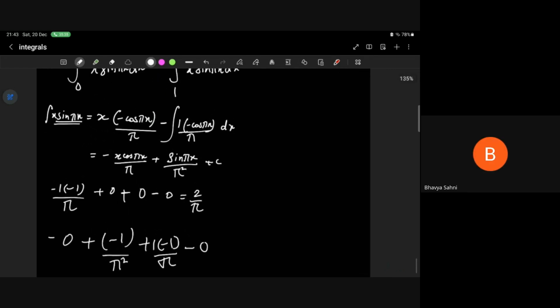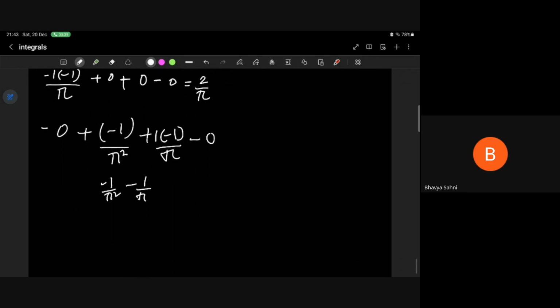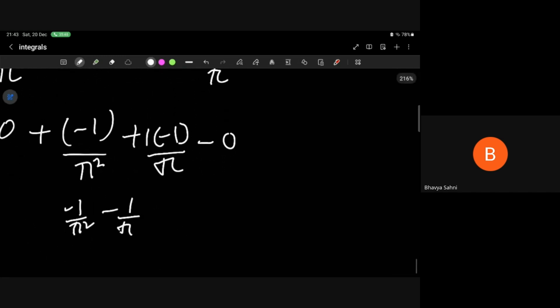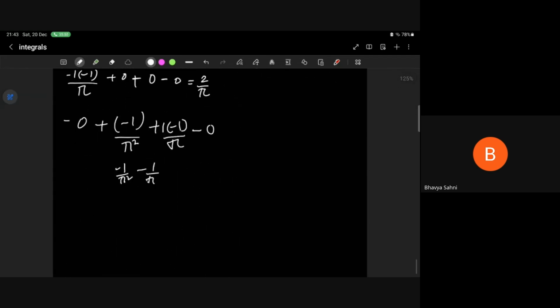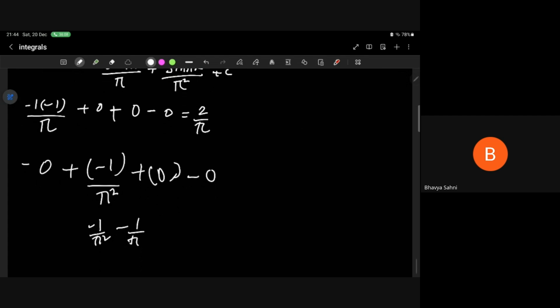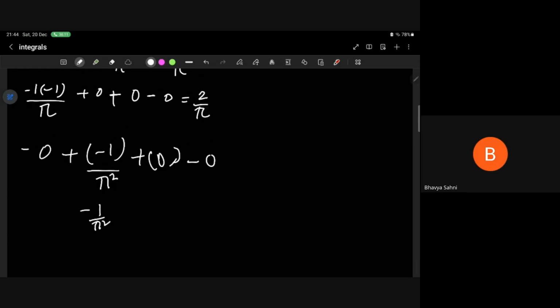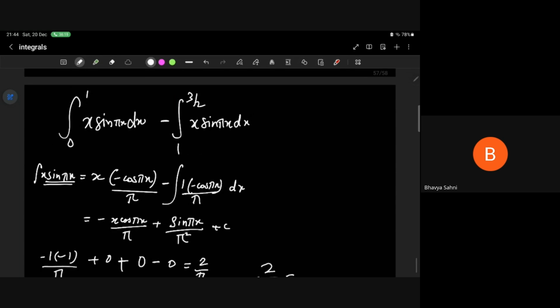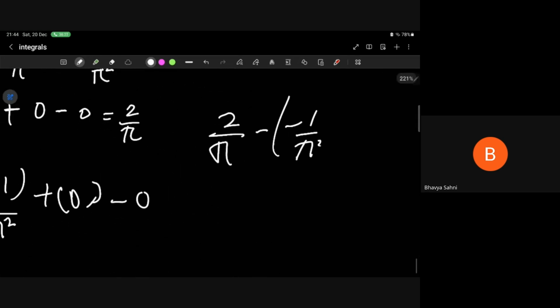It's something wrong here. It's 2 by pi. When we put the value as 3 by 2, what is cos 3 by 2? It's 1, 0, minus 1, 0. Oh, it should be 0, right? Cos 3 by 2 will be 0, right? So we'll get minus 1 by pi square. Now, what is the answer of the first integral? That is 2 by pi minus the answer of the second integral, that is minus 1 by pi square. The final answer becomes 2 by pi plus 1 by pi square.